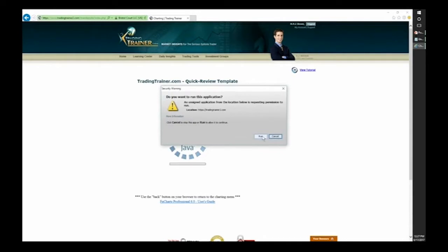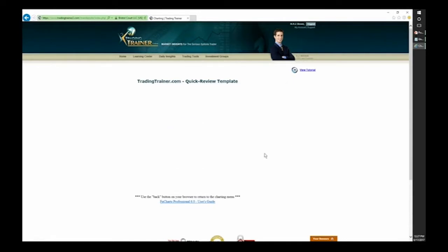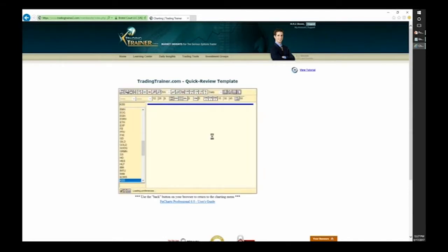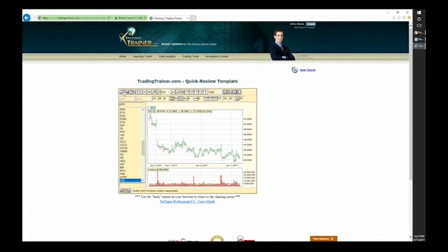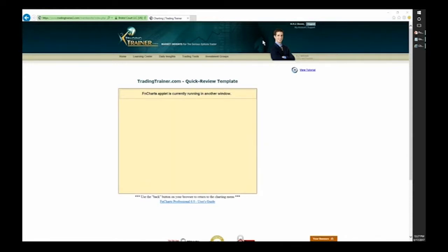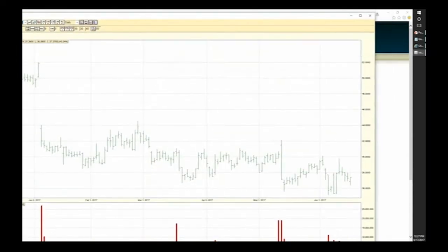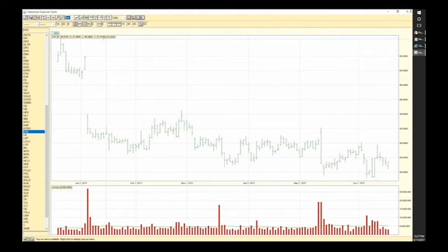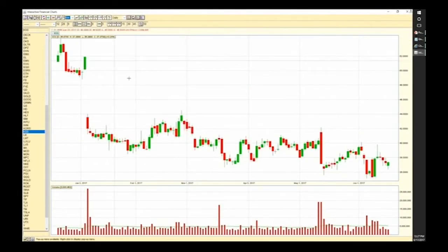This quick review template is just a 6-month chart. It's on a linear, not logarithmic scale. We're going to switch it over to candlestick bars, but right now it's going to come up with open, high, low, close bars, and each bar is a daily bar. All right, so here's Coles. Let's go to the candlestick so it's easier for you to see.